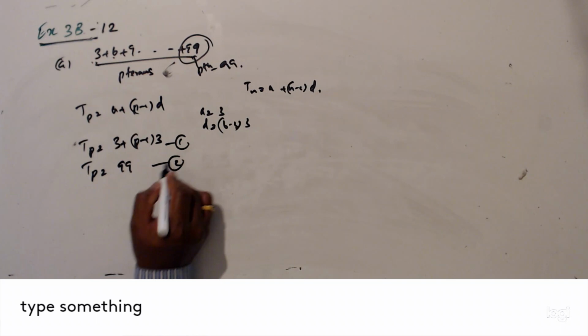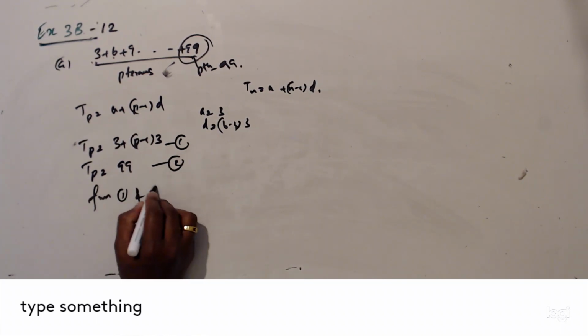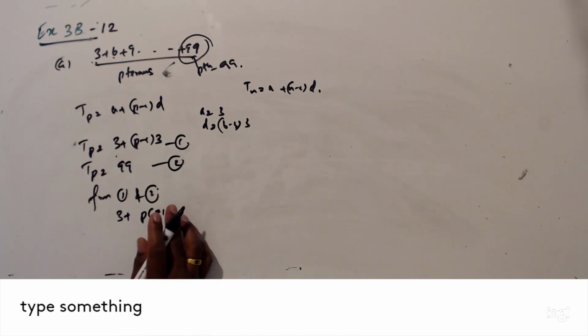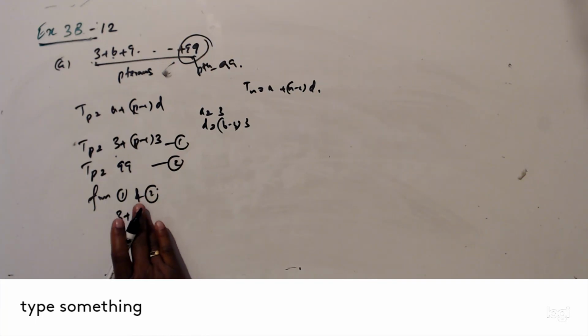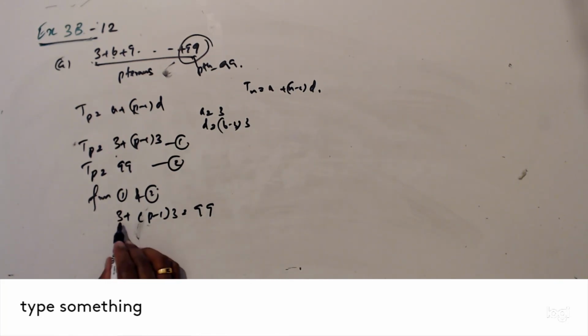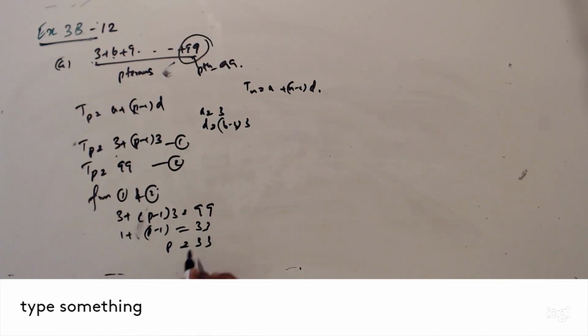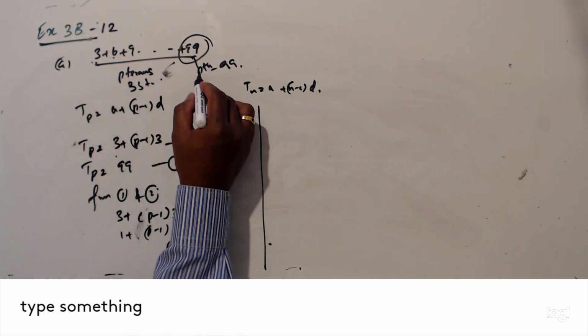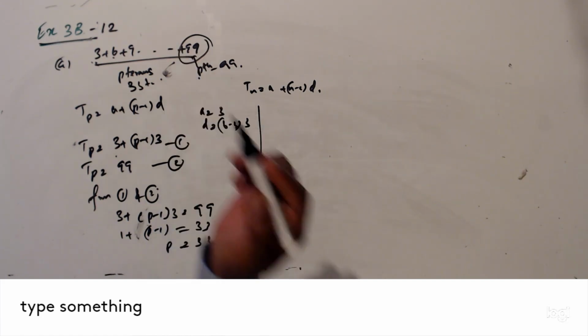So this is 1 and 2. From 1 and 2 we can write 3 plus p minus 1 times 3 equals 99. So let's simplify. I can simplify everything with 3. So this becomes p minus 1 equals 33. Then minus 1 and plus 1 cancel out, p equals 33. So there are 33 terms, and the 33rd term is 99.